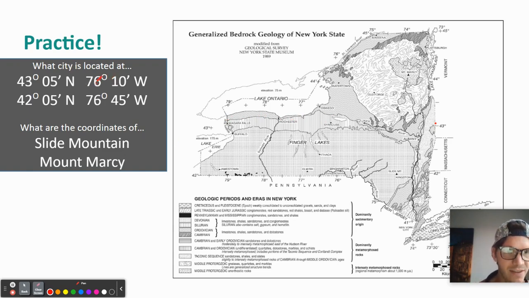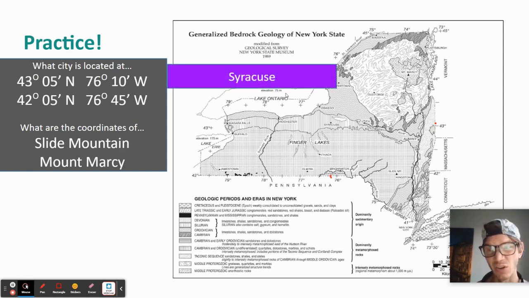Let's look at the longitude, 76 degrees and 10 minutes. So remember, we're going to go from right to left. So here's 76 degrees, and I want to go about 10 more minutes. So if I find that latitude and longitude, then it looks like Syracuse is the best answer for that one. Let's take a look at this next one.